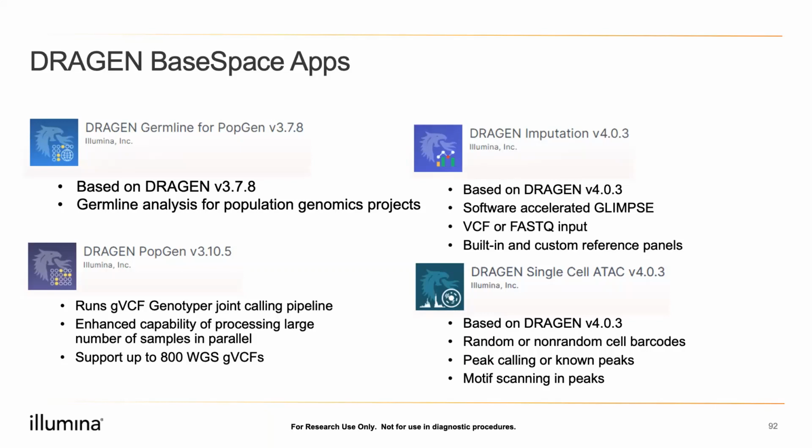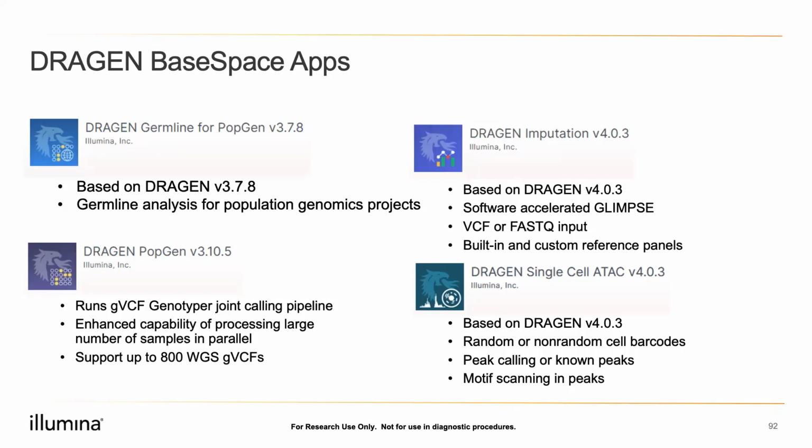We then have another app that's DRAGEN PopGen v3.10.5. This one is actually running the GVCF genotyper joint calling pipeline. And it has enhanced capability of processing a large number of samples in parallel. It can support up to 800 whole genome sequencing GVCFs. So we have these two apps that both have PopGen in the name, but just to clearly distinguish, the DRAGEN Germline for PopGen is running the DRAGEN Germline workflow, whereas the DRAGEN PopGen is actually running the GVCF genotyper workflow.